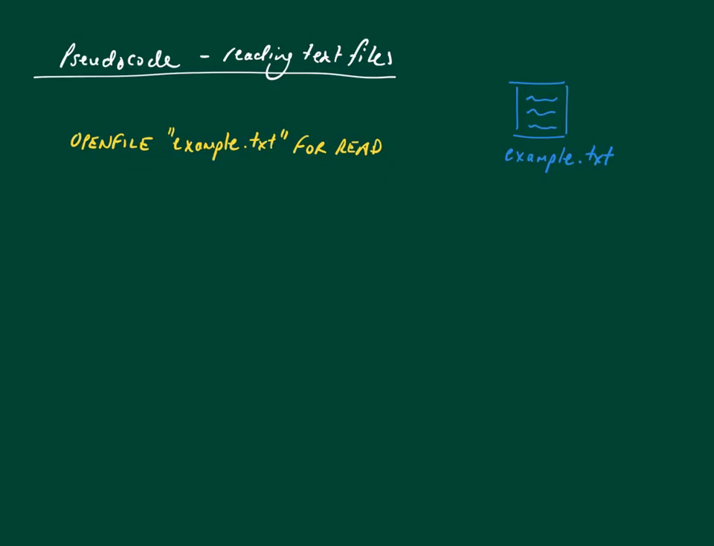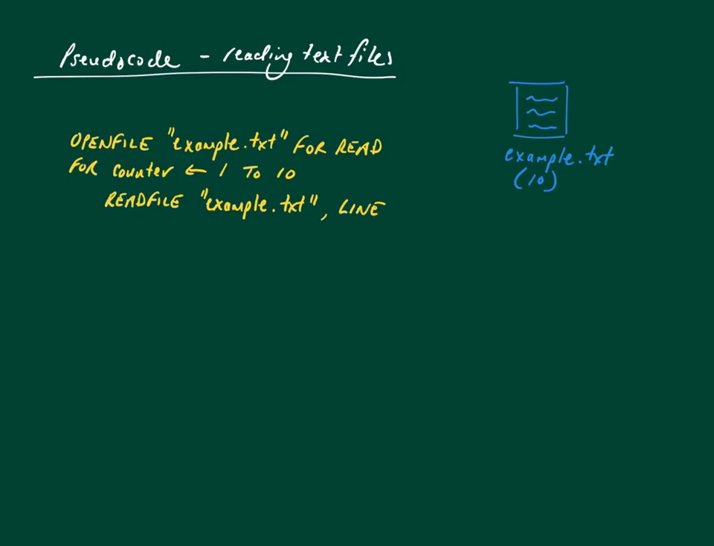Now, if we know how many lines there are inside example.txt, for example, if we know there's always 10 lines inside example.txt, we can just simply use a fixed loop to iterate through all of the lines in that file. So we then loop through it 10 times. We're not going to use the counter, so we can just go from 1 to 10.